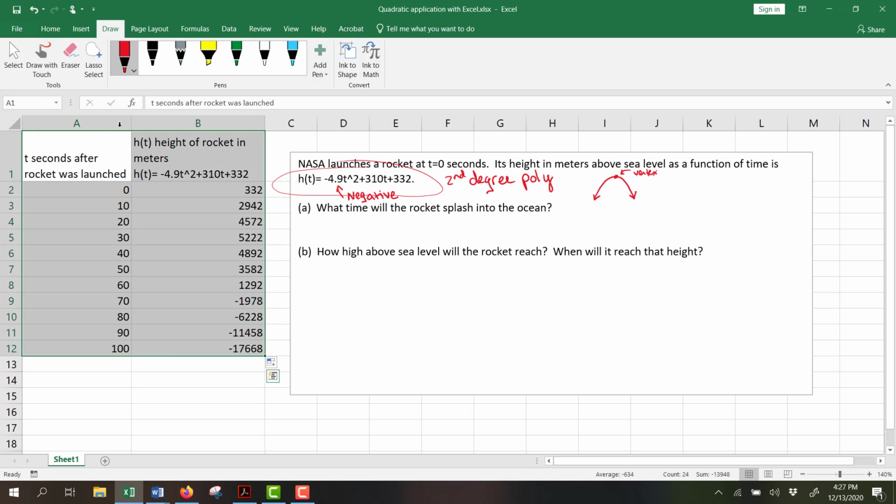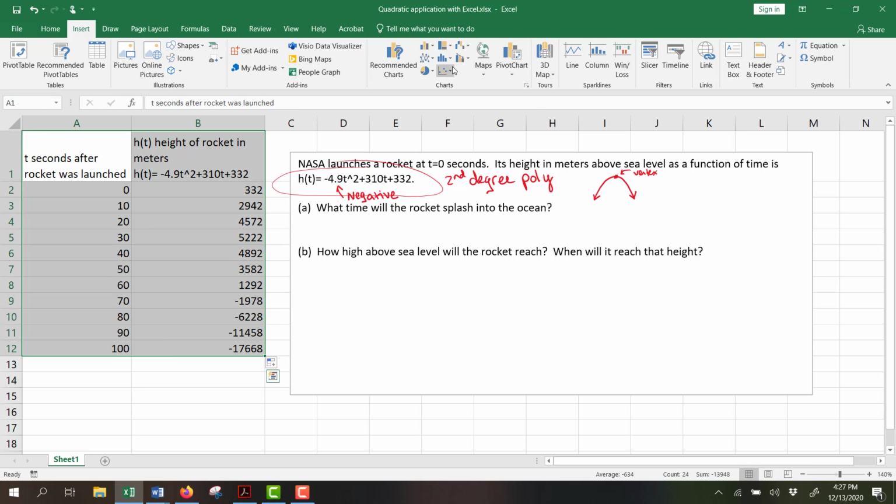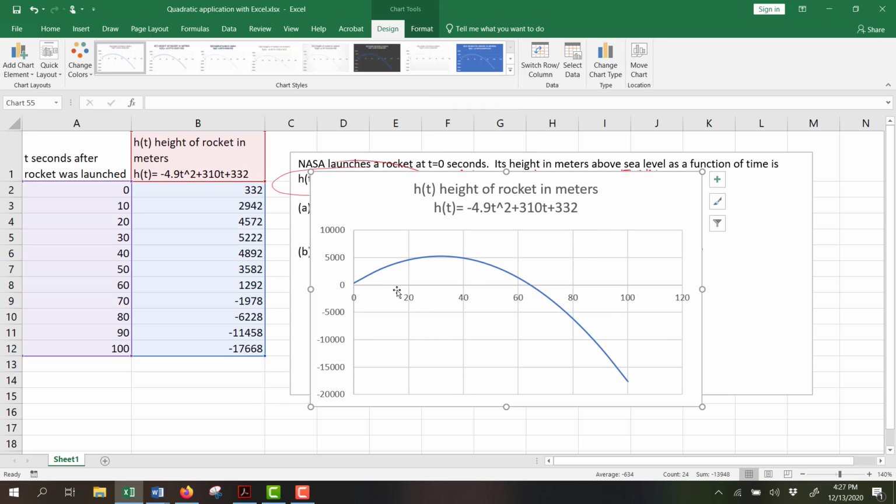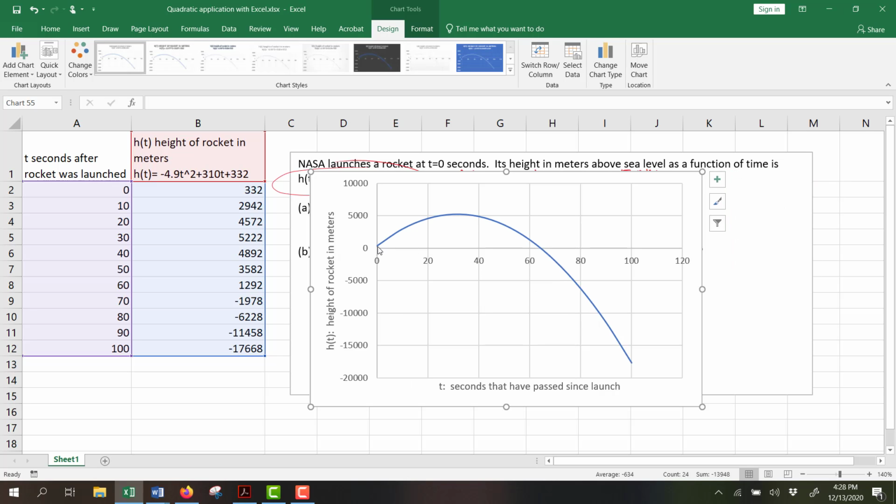I highlight everything and I insert a smooth line graph, and there it is. It looks like an open down parabola. Now I'm going to go ahead and add labels to the input and output axis to give the real world meaning of the input axis and the output axis. Now looking at this graph, we are starting at t equals 0, 0 seconds, and it's going up, up, up, all the way up on this graph. It looks like up to 120 seconds. And the heights here go all the way down to negative 20,000, that's below sea level, up to 10,000 positive.